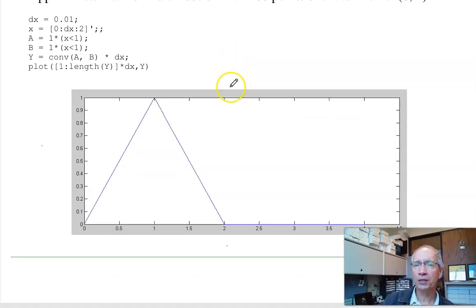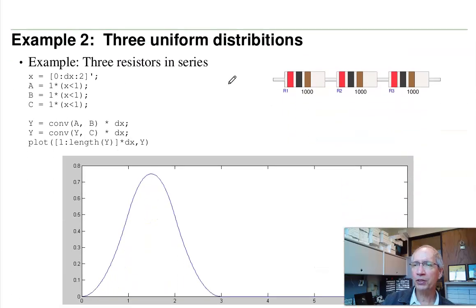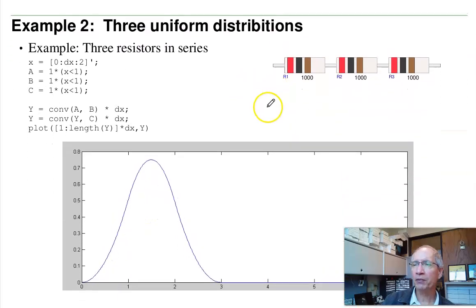Now what that corresponds to is two resistors in series. But model a resistor as being a uniform distribution between 95% and 105% of the nominal value. What I'm really doing is I'm convolving two uniform distributions. I have two resistors in series. What the PDF looks like is that.